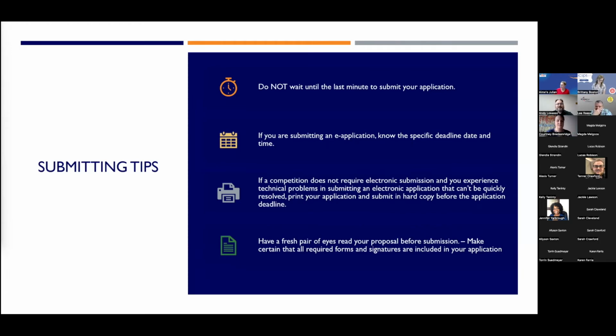If a competition does not require electronic submission and you're experiencing technical problems in submitting an electronic application, that can't quickly be resolved, print your application and submit it in a hard copy before the application deadline.